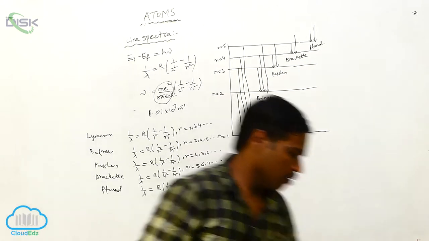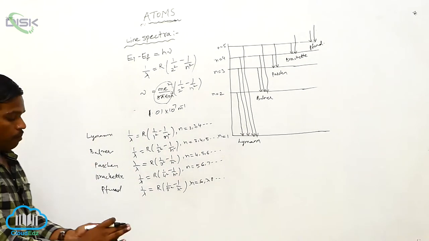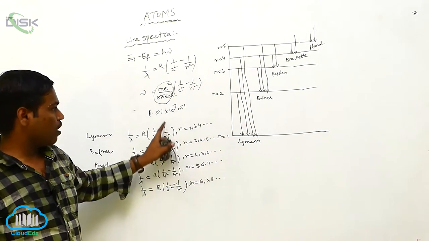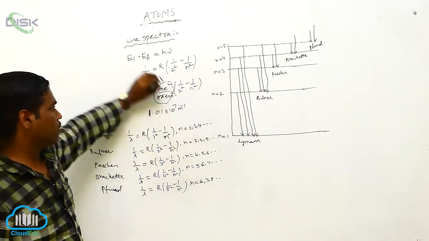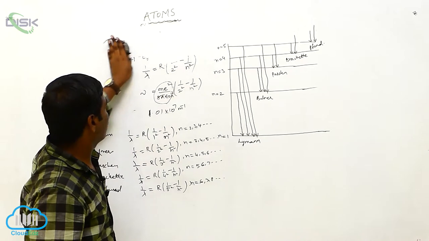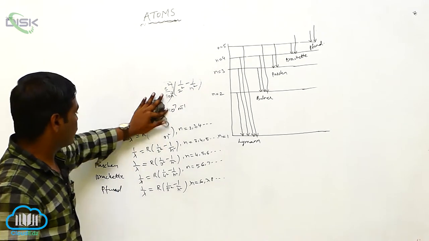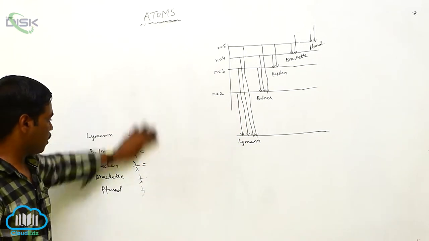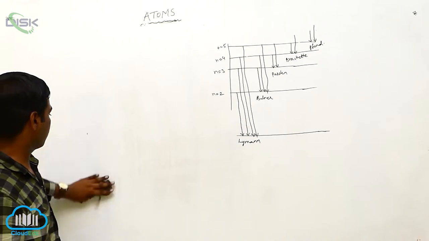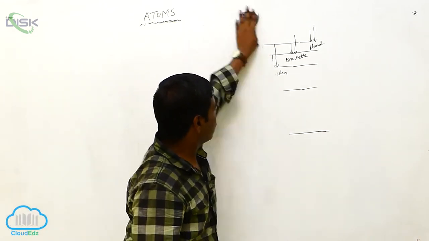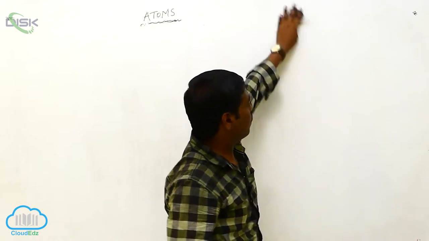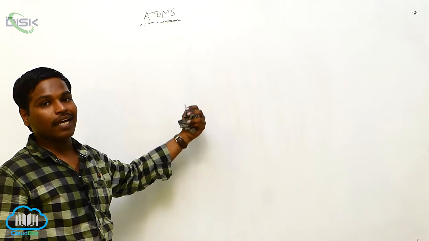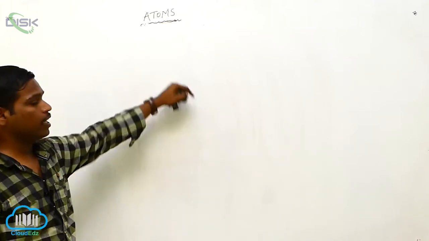Now, by the Bohr atomic model, the angular momentum m v r is equal to n h by 2 pi, that is, an integral multiple of h by 2 pi, and this is proved by the de Broglie hypothesis. Already we know what the de Broglie hypothesis is. De Broglie explained why the angular momentum of the electron is an integral multiple of h by 2 pi.